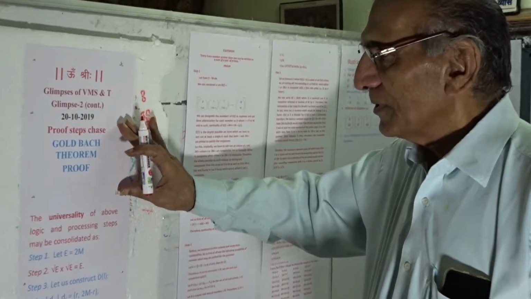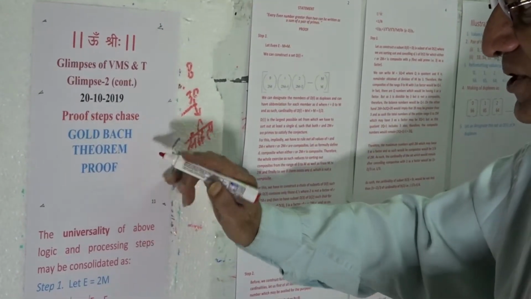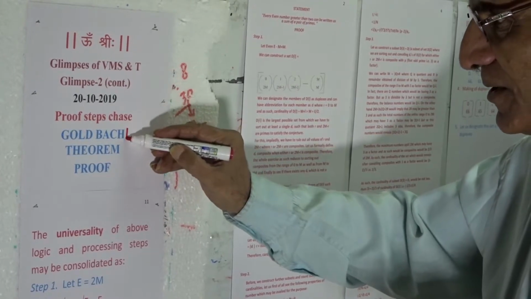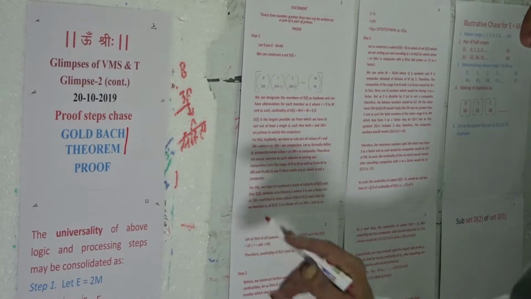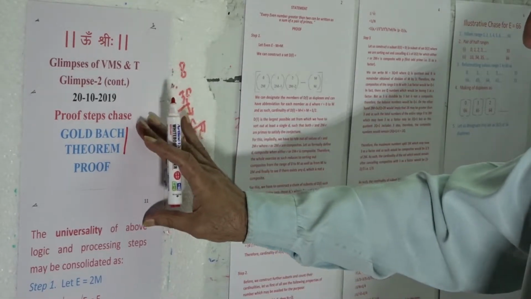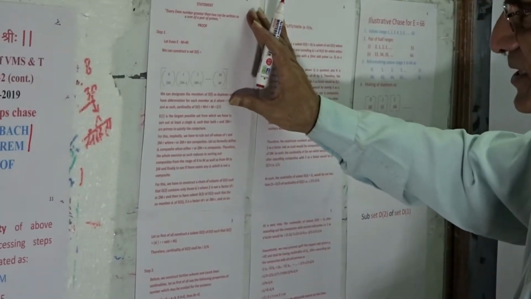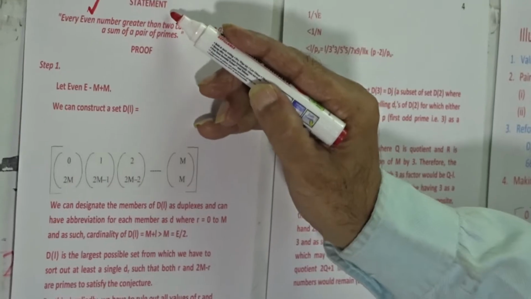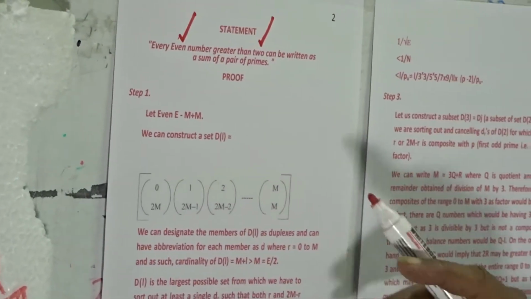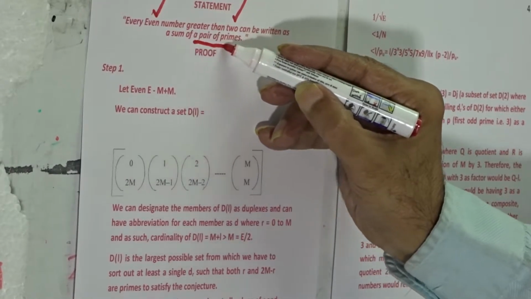We are taking up the proof of the Goldbach conjecture, the Goldbach theorem with the proof of the conjecture. The Goldbach conjecture, as per the statement, is that every even number greater than 2 can be written as a sum of a pair of primes.